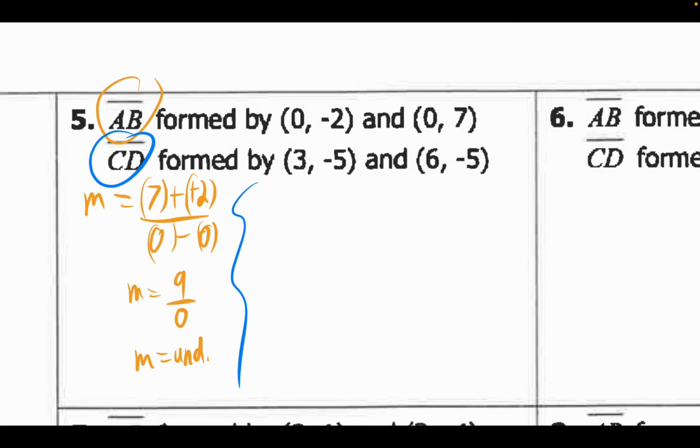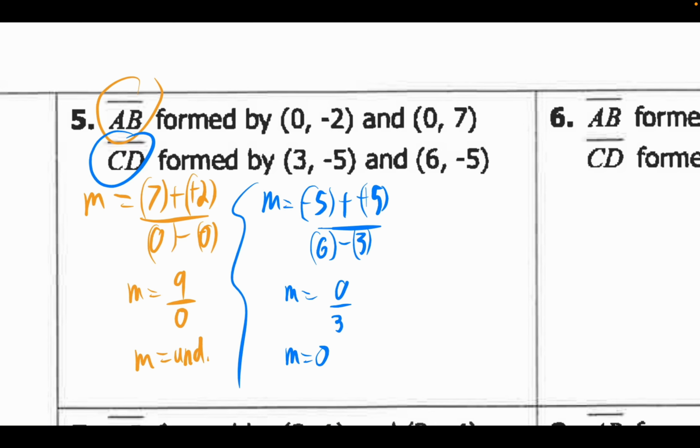So in my other one, I'd end up having negative 5 minus a negative 5 over maybe 6 minus 3, which those add on the top, and I get 0 over 3, and 0 divided by anything is 0. And as we talked about earlier, the opposite reciprocal of undefined is 0, and vice versa. And the reason why we don't have to worry about signs being different is because, well, 1, this isn't a number, so it can't have a sign, and 0 can't have positive or negative. It's neither positive nor negative.